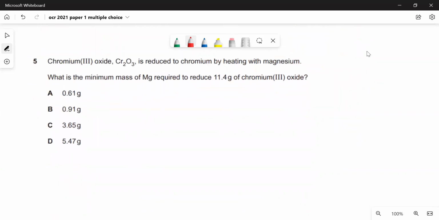Okay, so a reacting mass calculation here. Chromium 3 oxide is reduced by heating magnesium. We now have to write an equation for that, so let's write that down. It's going to be Cr2O3. Magnesium is going to reduce it. Magnesium is obviously going to form magnesium oxide. We should know the formula of that is MgO. Mg is a 2+ ion, oxygen is a 2- ion.